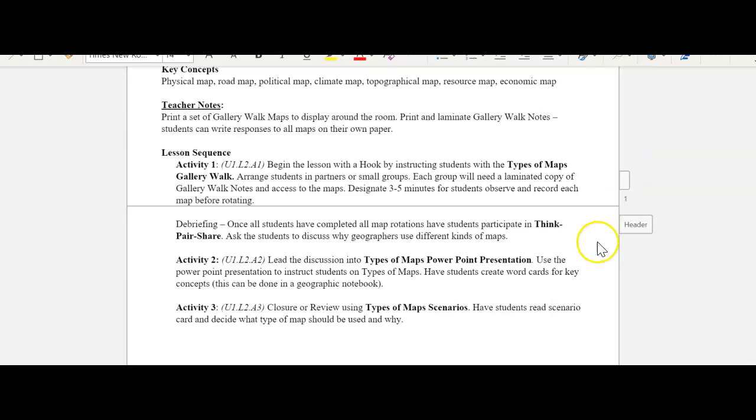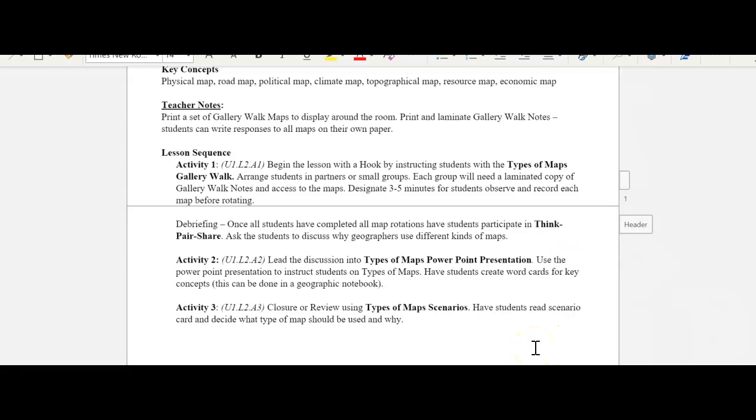So you're going to start out with the types of map gallery walk. These are not labeled. Students are going to be making observations about what's on the map and what the purpose of the map is, so that eventually they can see that we have different types of maps for different purposes. Then once you finish with that, put them in a think, pair, share, and ask them to discuss the different maps that they saw and possible reasons why geographers use different kinds of maps.